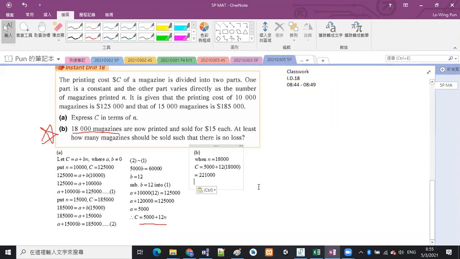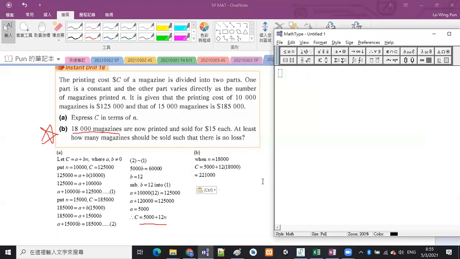The selling price is larger than or equal to the cost price. Okay, no loss means the total selling price is larger than or equal to the total cost price.